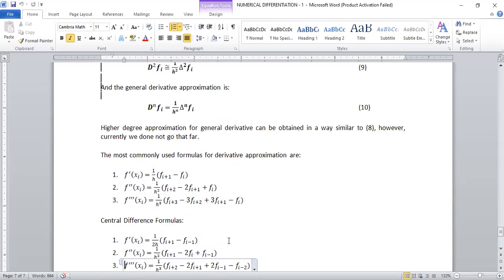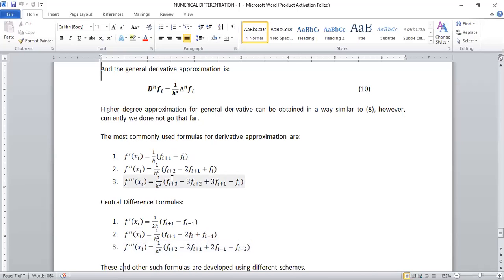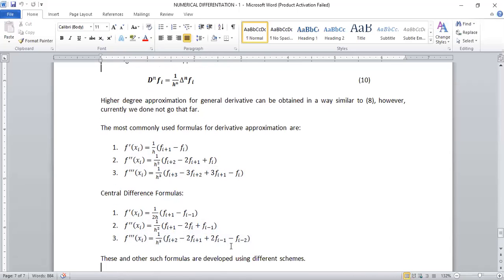There are some central difference formulas. यहाँ पे हम consecutive values ले रहे हैं फंक्शन की. यहाँ हम फंक्शन की 3 वैल्यूज में से मिडिल स्किप करके fi plus 1 minus fi minus 1. That is why it is called central difference. ये कैसे develop होता है, that I am not considering right now. Second order derivative के लिए central difference formula ये है. Third order derivative के लिए central difference formula ये है. इस तरह के और बहुत से फॉर्मूले डेवलप किए जाते हैं, किए जा सकते हैं.